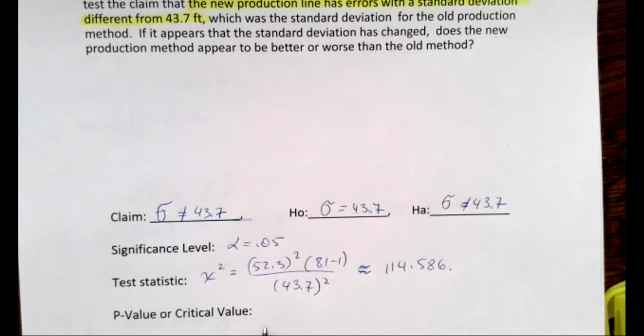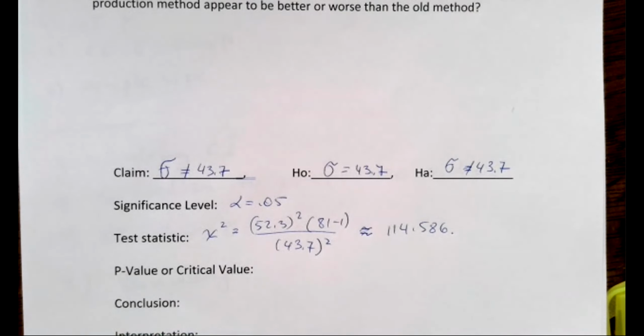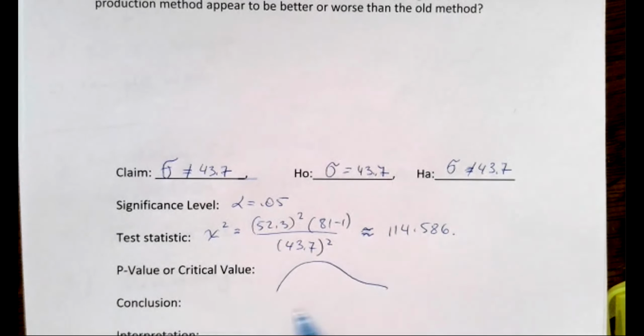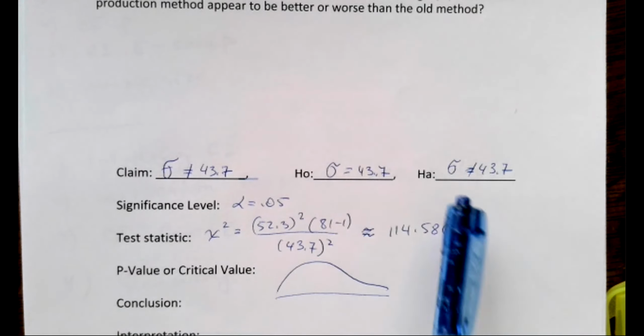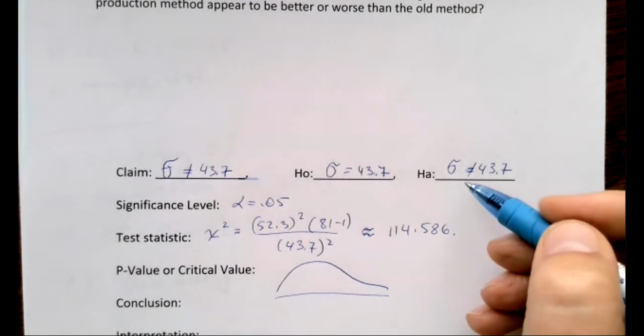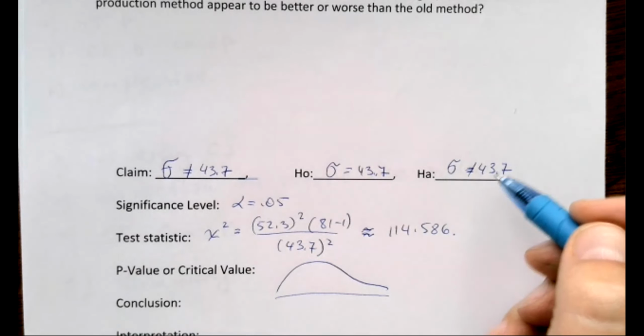All right, so now what about the p-value and the critical value? Well, that comes from the chi-square distribution. So let's take a look at that. Now, since this is a two-tailed test, right? We're trying to prove that sigma is not equal to 43.3.